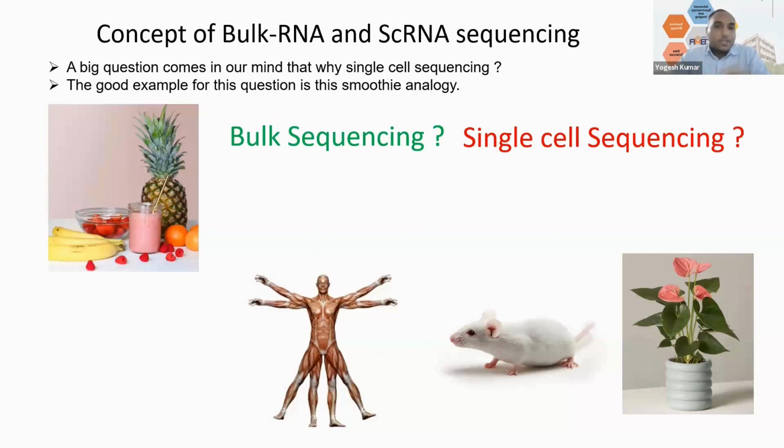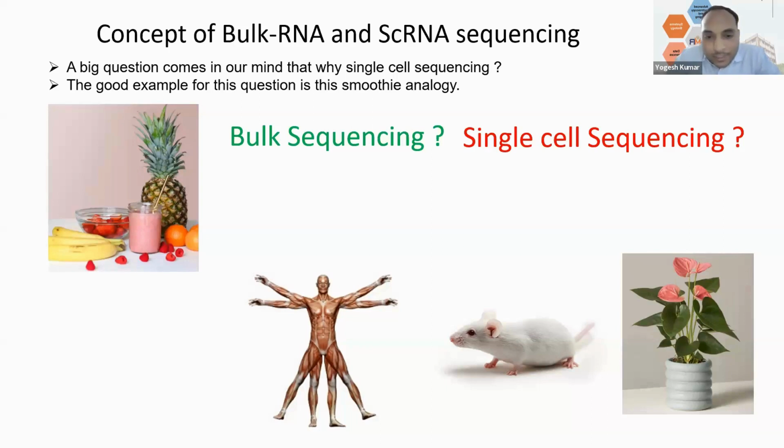But if you do single cell sequencing, you will get the level of expression of a particular gene in which cell, because now we are not making a smoothie, we are looking at the expression of particular genes in different conditions of individual cells. Okay. So for example, if you are sequencing, banana is one cell, cherry is one cell, pineapple is one cell, and you will look at the expression of genes, how much that gene is expressing in a particular cell. So this is the difference between single cell and bulk RNA sequencing.